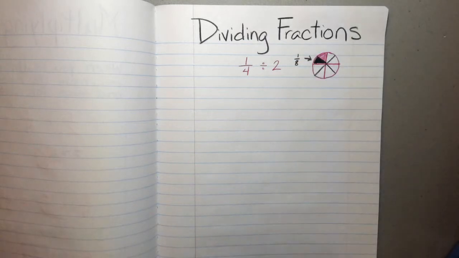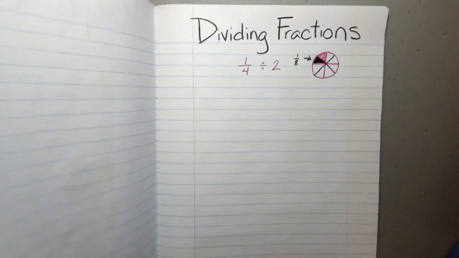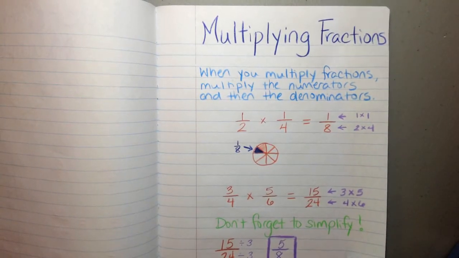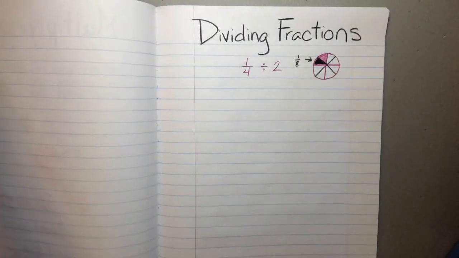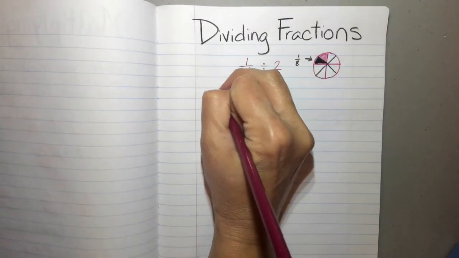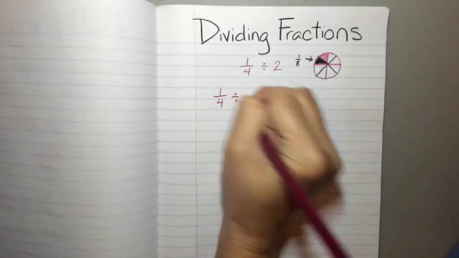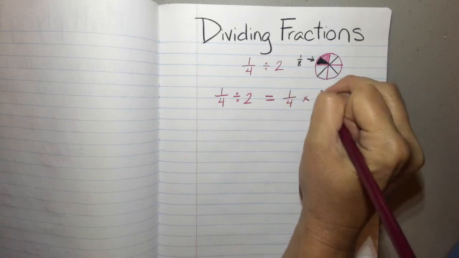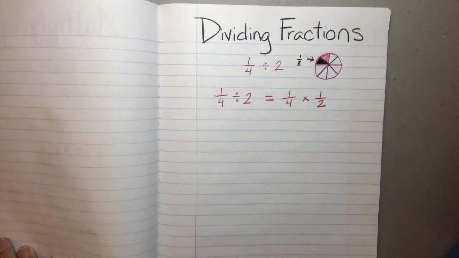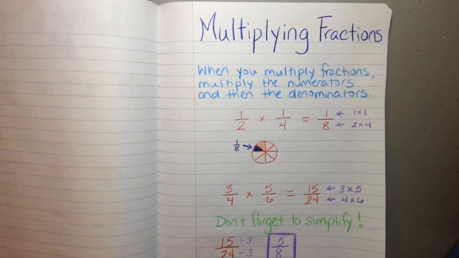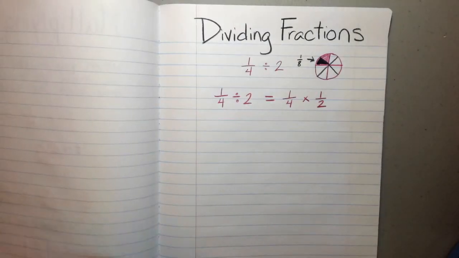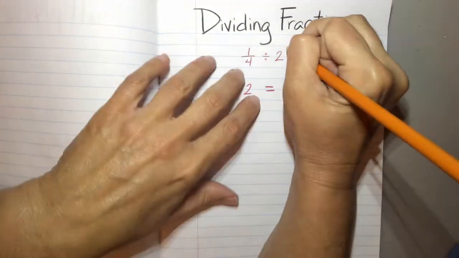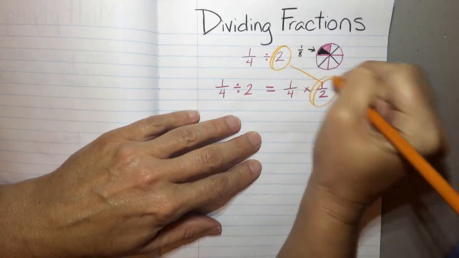1/8. I'm hoping that you notice that this is suspiciously like what we did when we multiplied 1/4 by 1/2. So dividing 1/4 by 2 is the same as multiplying 1/4 times 1/2. Again, think about when we were multiplying. We're going to talk about this relationship right here between the 2 and the 1/2.